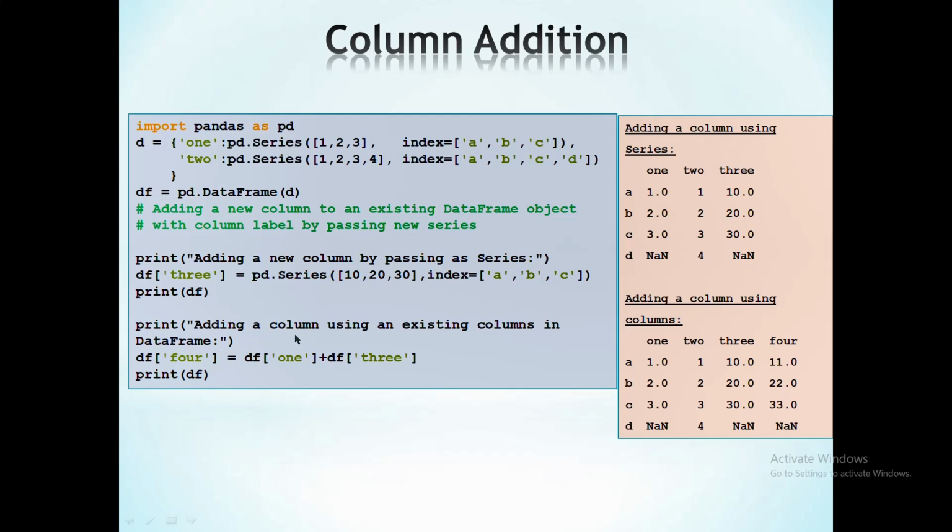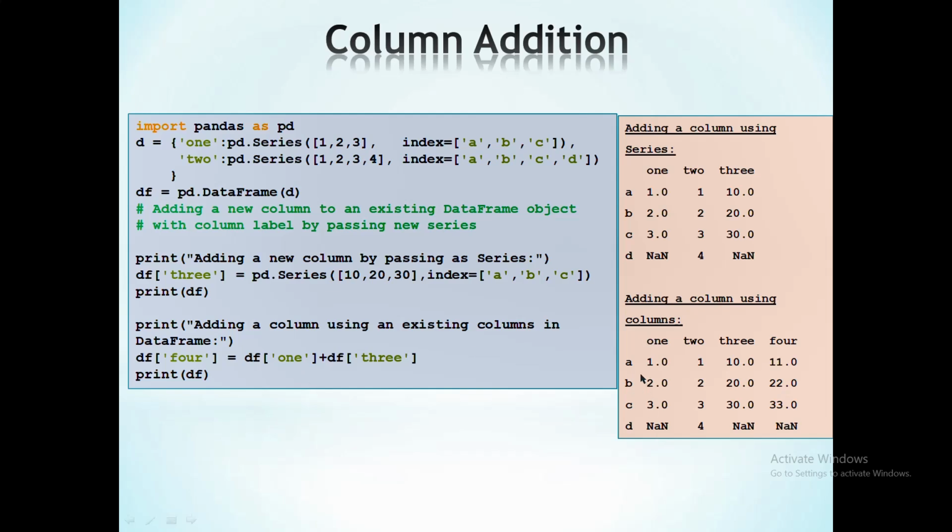So adding a column using an existing column in the data frame. Already I have 1, 2, 3. Now I am adding columns 1 and 3 to get the next column, that is 4. So the values of 1 and 3 will be added. I am getting the fourth column by using the addition of the values of 1 and 3.